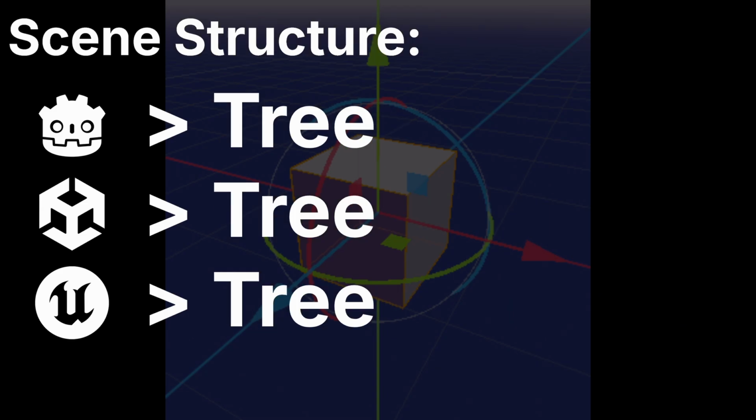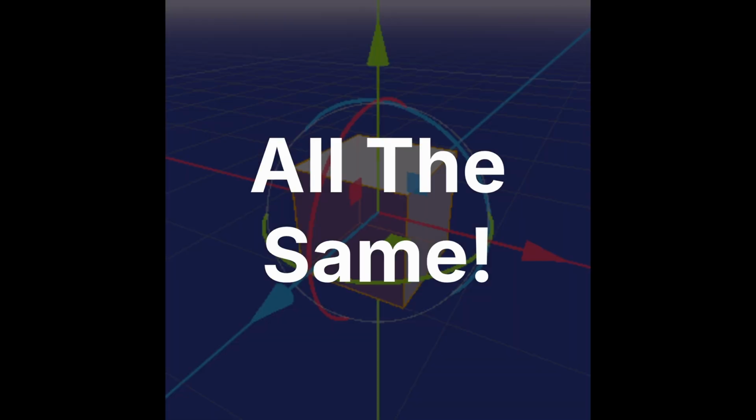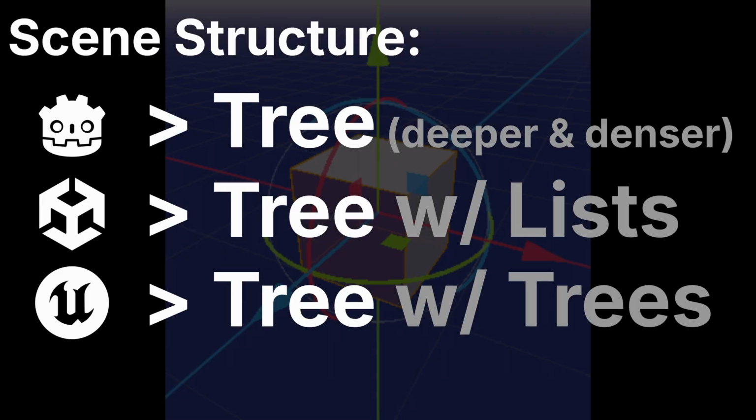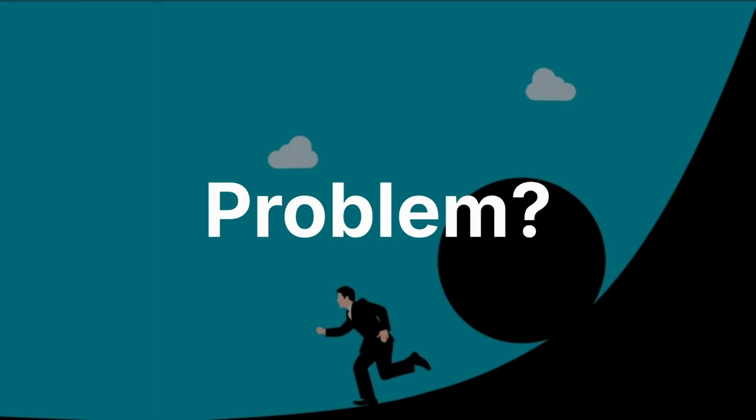Well, the first realization is, of course, that all of the content that gets laid out in those engines is a tree structure. That makes it all the same, right? Except when you look closer, you notice that a tree in Godot is pretty deep and dense. There's more nodes than in a comparable Unity or Unreal scene. That's because Unity has a tree that has lists of things, and Unreal even has a tree that has trees in trees. It gets complex. So is that a problem for us?